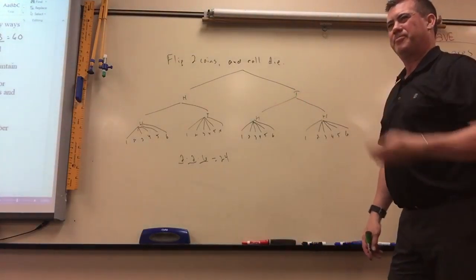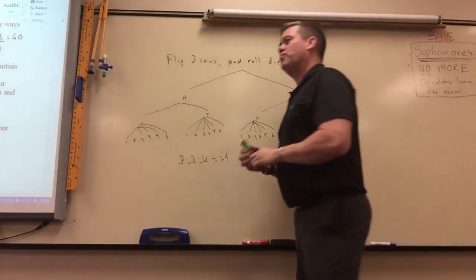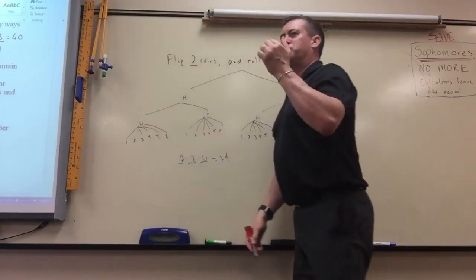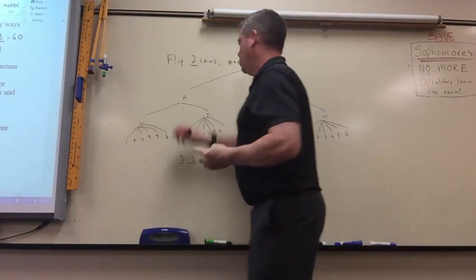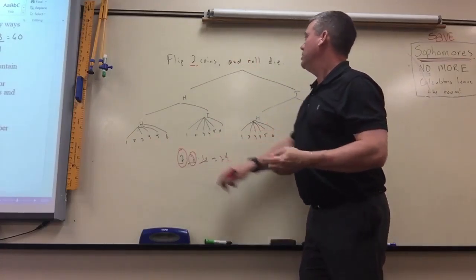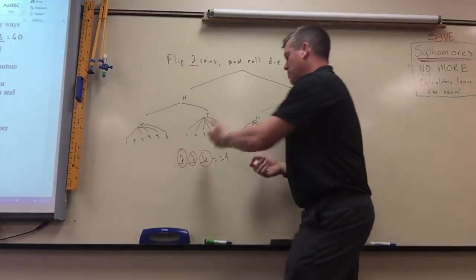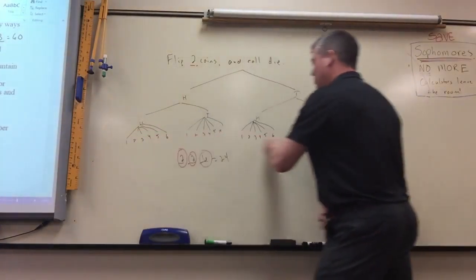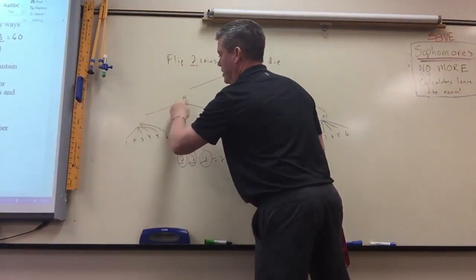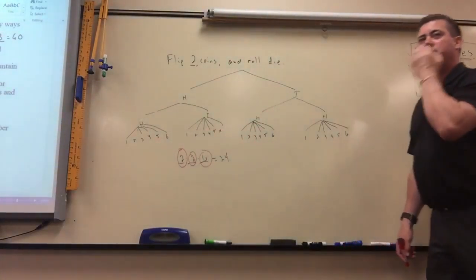Wait, what would be 4? Because you got 2 and then you got heads, tails, heads, tails. Heads, tails, 2 times 2 is 4. No, because you're doing two things here. The first time, how many things can happen? Two. And then when you flip your second coin, how many things can happen? Two. And then when you roll a dice, there's 6 things. So you can see here, there is 24 things that can happen. Heads, heads, 1, heads, heads, 2, heads, heads, 3, and so on. If you followed all the branches, there'd be 24 branches.